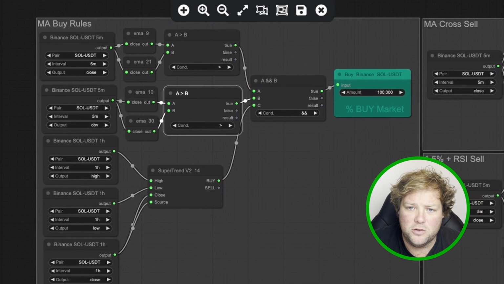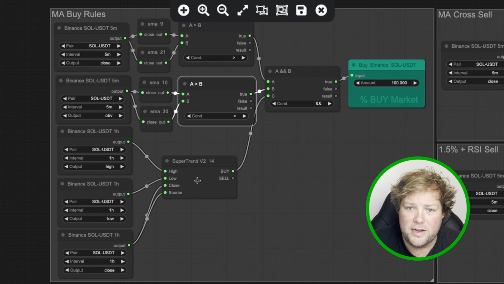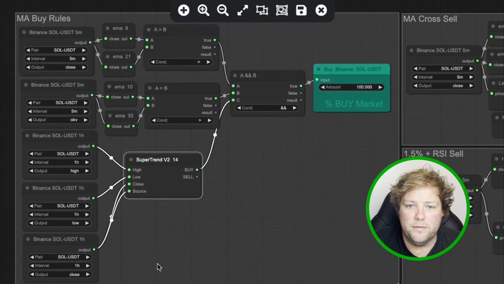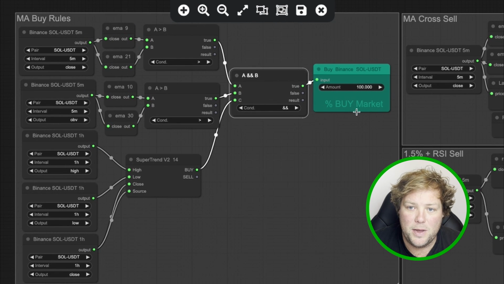Finally, before pulling the trigger, we check the 1-hour super trend indicator. This is a trend following tool, and if it's signaling buy, then it confirms that the larger trend is also in our favor. Only when all 3 of these conditions are met, the short-term EMA crossover, the positive OBV, and the super trend buy signal, do we enter the trade. This multi-layered approach helps filter out false signals and keeps us trading in the direction of the trend.